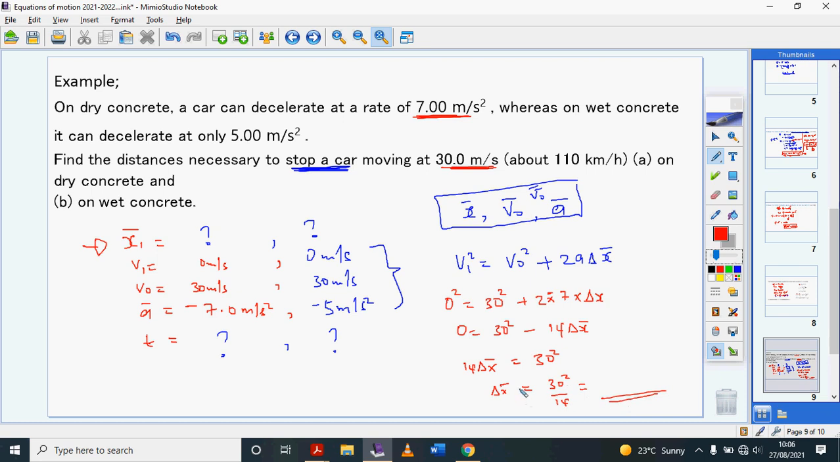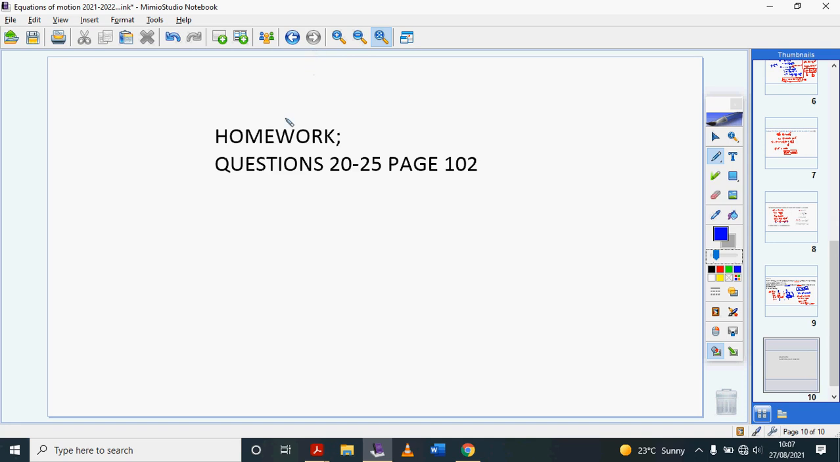For the other part, the wet surface, you do the exact same calculation, except you use a different deceleration of 5 meters per second squared. So I hope you can show me this on your pictures, done and completed. This is your homework. Enjoy.